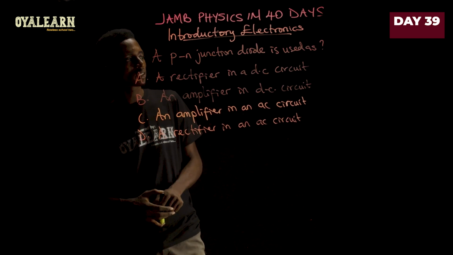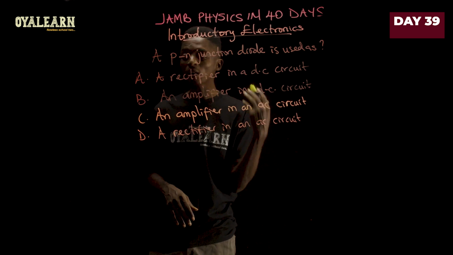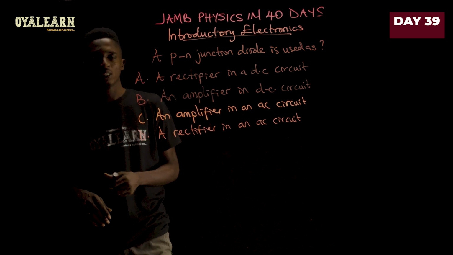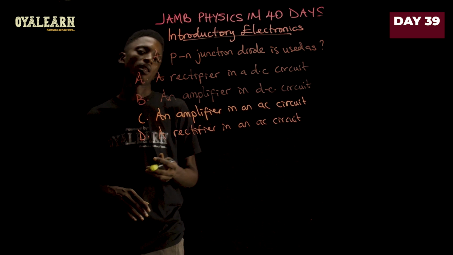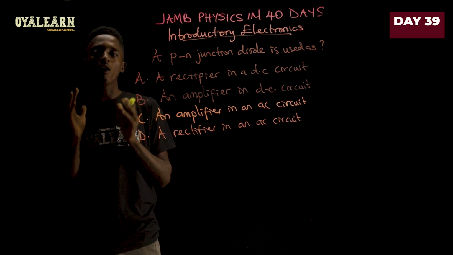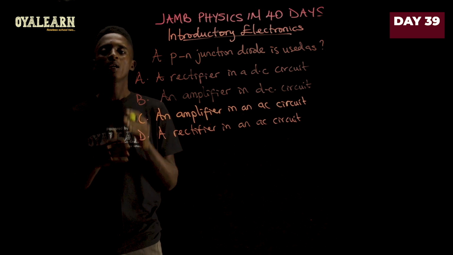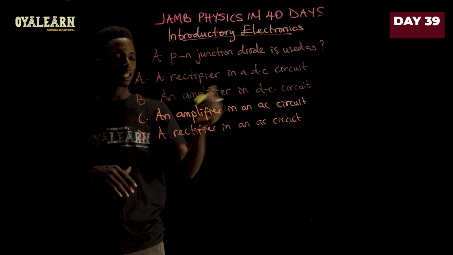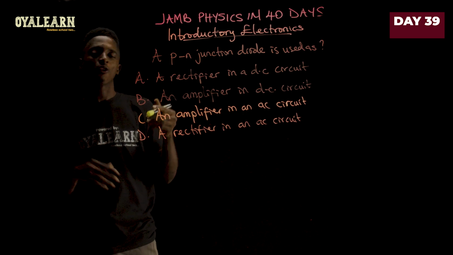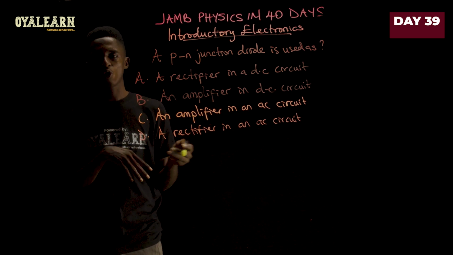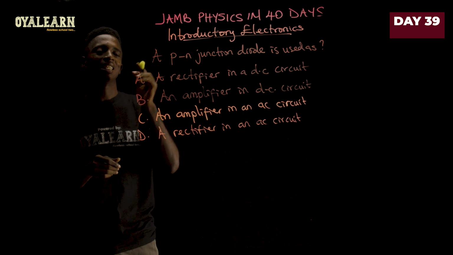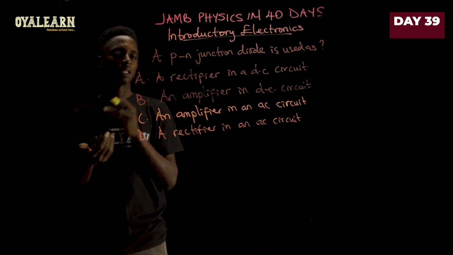A p-n junction diode is used as, now one of the uses of a p-n junction diode is as a rectifier. That is, it is meant to convert AC into DC. Okay, but here we see rectification and then we see amplification. So for amplifiers, you would need a transistor. But for rectifiers, you need a p-n junction diode.